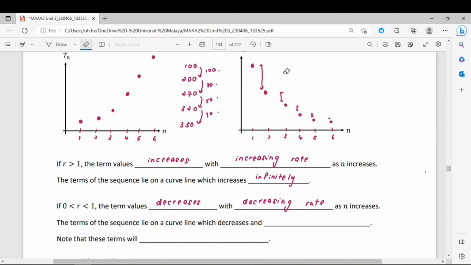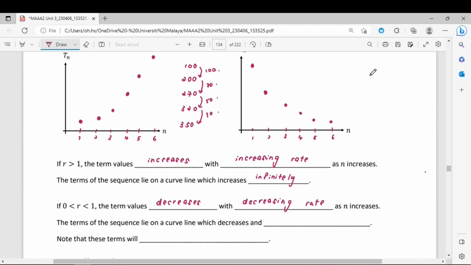At the same time, you will also have decreases with increasing rate. So how is that going to be like? Let me give you a sample here. You don't need to write this down. It's just for your understanding of what is meant by increases with increasing or decreasing rate, or decreases with increasing or decreasing rate.